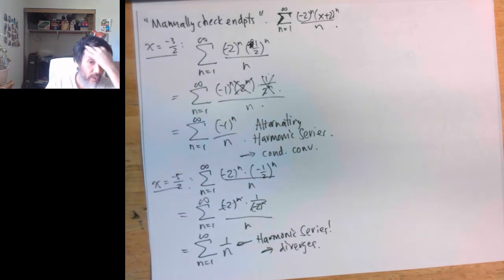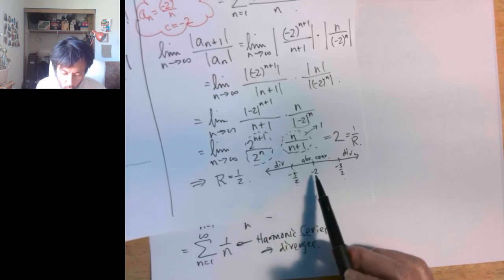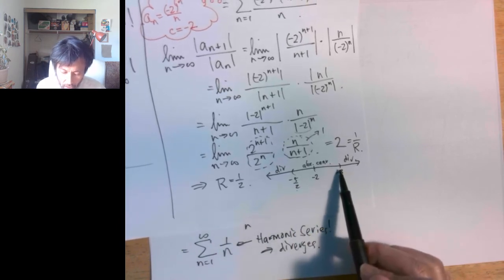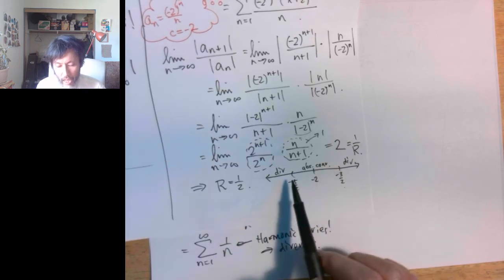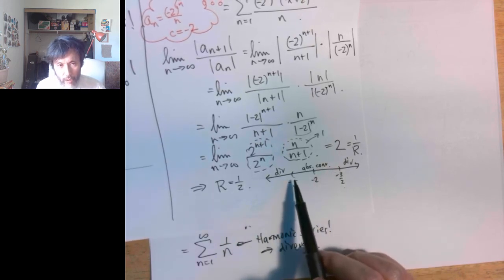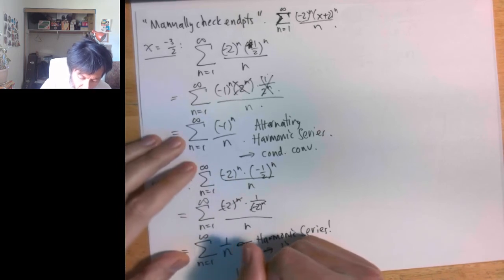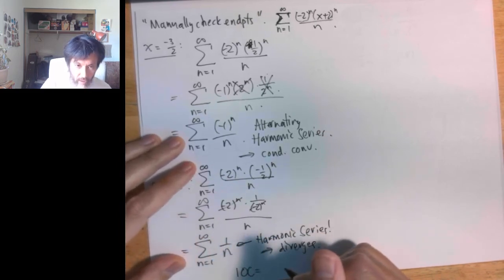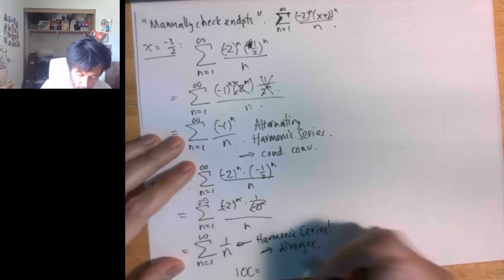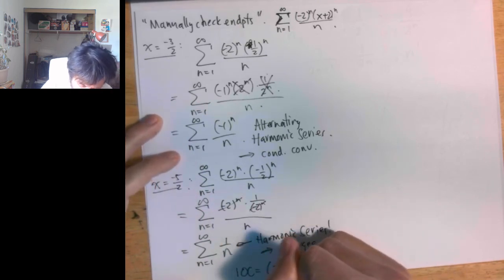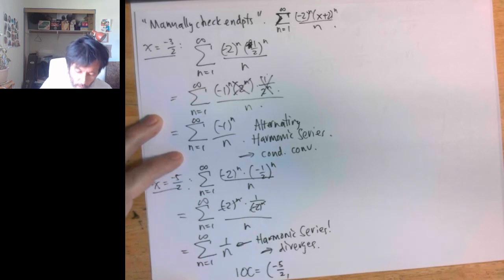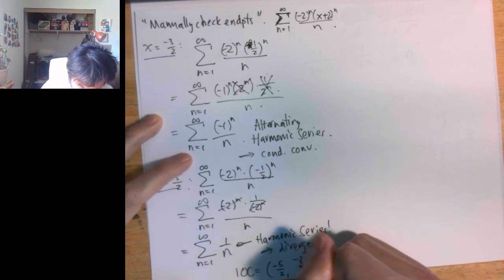Okay. So, interestingly, if we go back to our picture here, we have convergence here, conditional convergence here, and we have divergence here. So the interval of convergence here excludes negative 5 halves, but it includes negative 3 halves.